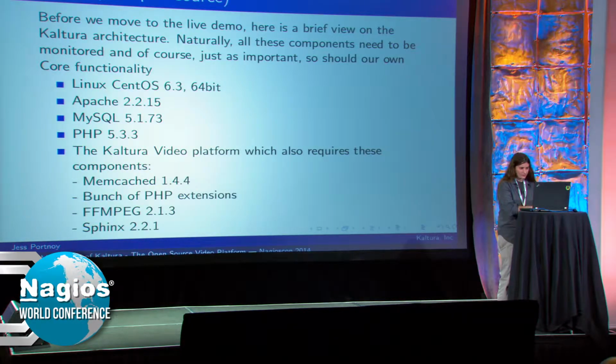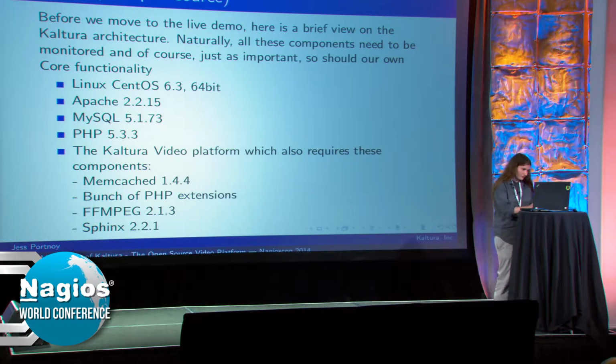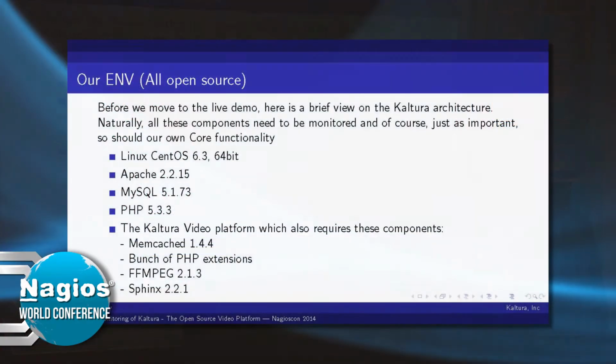So let's talk about our basic platform, what a Kalturian cluster consists of. So we're running on Linux CentOS, and of course RHEL. It doesn't matter to us. It's the same thing, basically. We use Apache. This particular demo is using these versions, but any Apache 2.2 and any CentOS RHEL 6 would be fine. MySQL 5.1 and PHP 5.3.